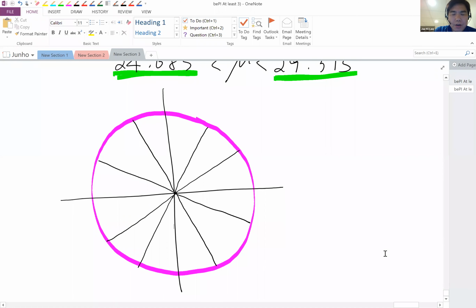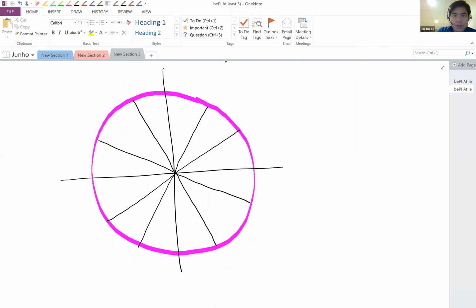Okay, so yesterday we talked about the unit circle using the angle. So today we talk about radian value. So let's review our angle value first.